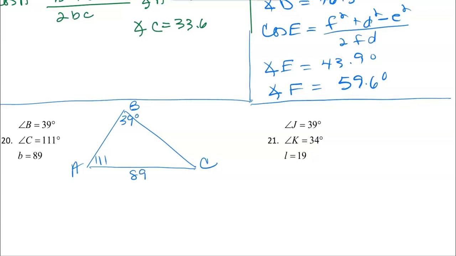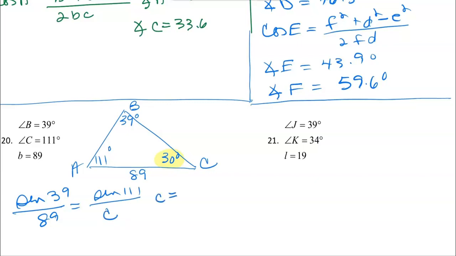Well, let's look at this. I was given 2 angles. Can't I get the third angle by just subtracting from 180? And the answer is yes, I can. That opens the door for law of sines. And it's not the ambiguous case because they gave me 2 angles. So let's use law of sines. So I can say, I have my pairing, the sine of 39 over 89 equals the sine of 111 over side C.